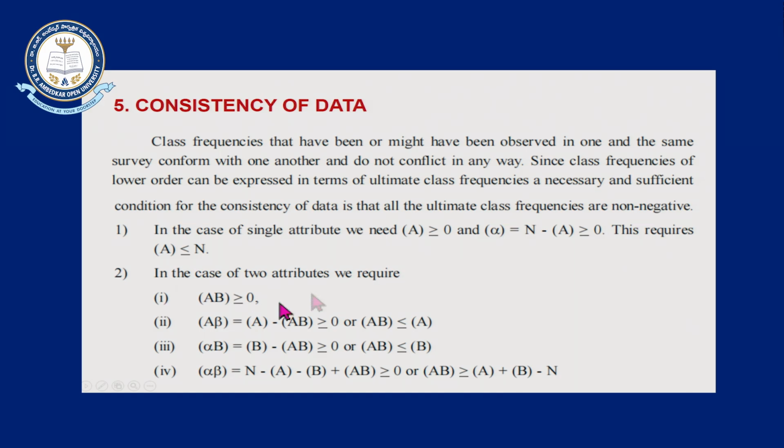Then when two attributes are there, these are the conditions we should check. If these are satisfied, then it is consistent, the class frequencies are non-negative. What are they? AB greater than or equal to 0, A beta also greater than or equal to 0, AB less than or equal to A, alpha B also greater than or equal to 0, and alpha beta also greater than or equal to 0. These are the conditions we check.